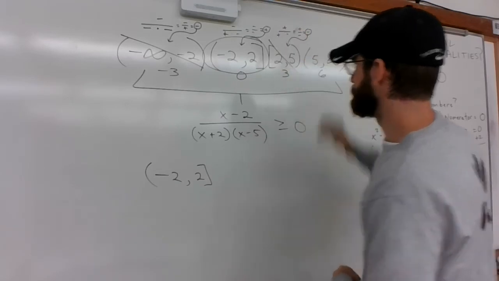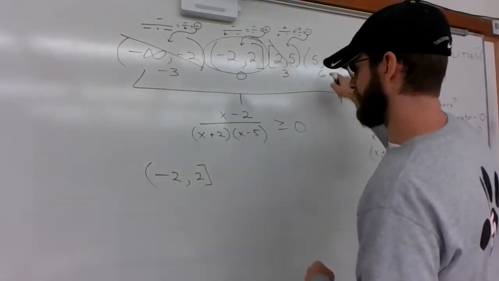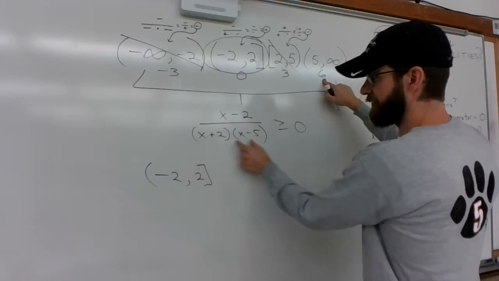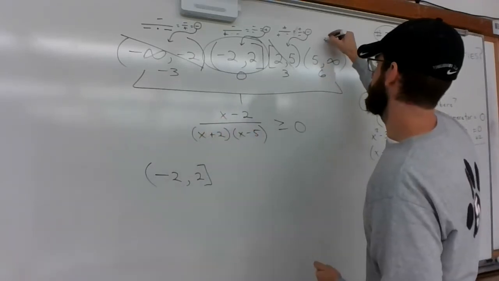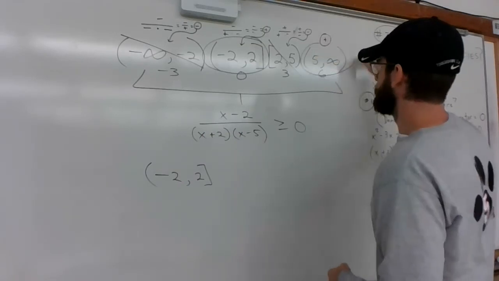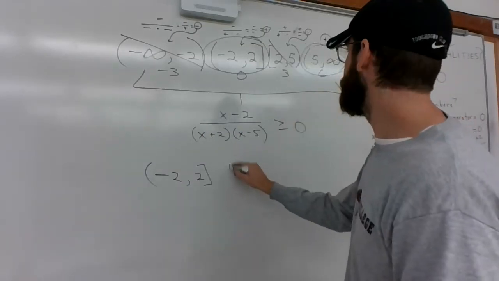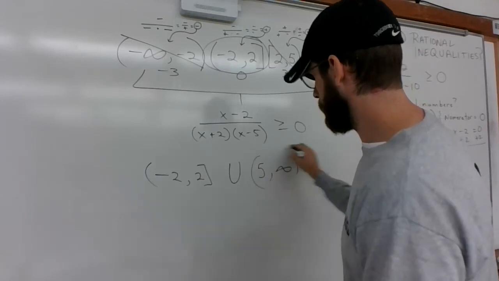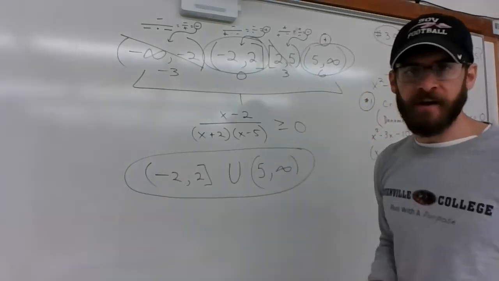That's no good. And then the same thing with the last one. 6 in there is positive, positive, and positive. The whole thing's positive. So we would include that, and that would be your solution.